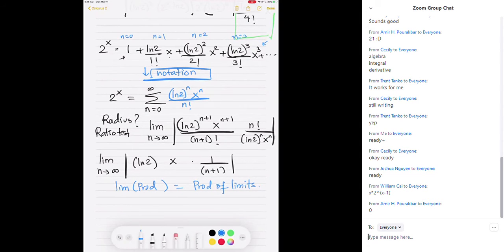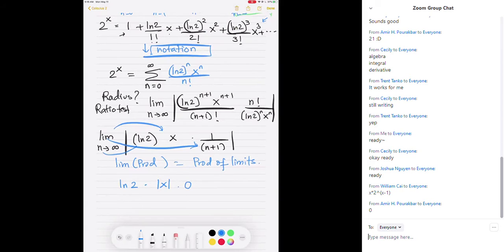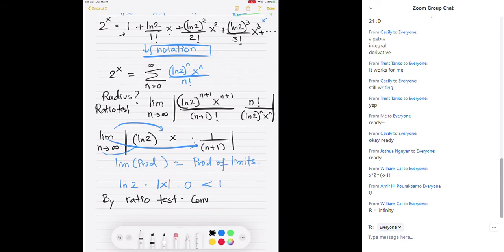So I know that limit as n approaches infinity of this one is just ln2. This one is just going to be absolute value of x. I'm interested in the third one. What about this one? This one is going to be 0. Thank you, sir. Which is what? When you multiply, no matter what numbers you multiply with 0, it's always going to be less than 1, isn't it? So, by ratio test, what happens? This one converges for all values of x.